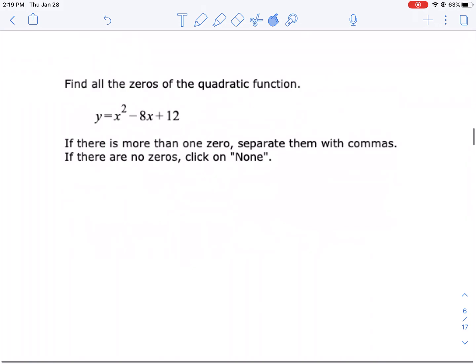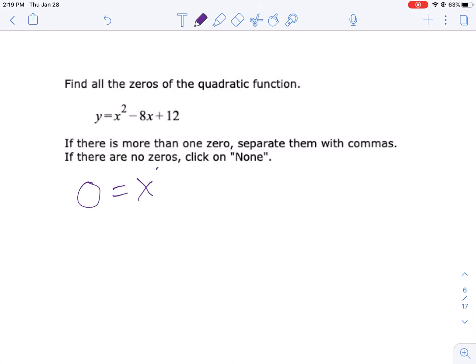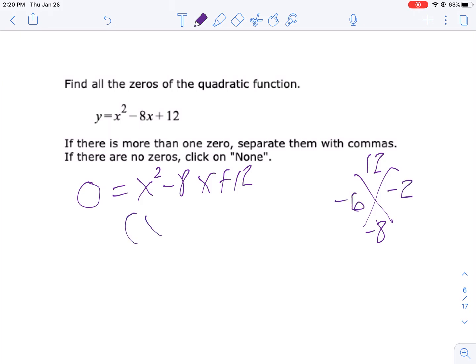Okay. Want to find all the zeros of the quadratic function? Well, replace y with 0. 0 equals x squared minus 8x plus 12. Can I factor this? Can I find two numbers that multiply to a positive 12 but add to a negative 8? How about negative 6 and negative 2? So we get x minus 6 and x minus 2.